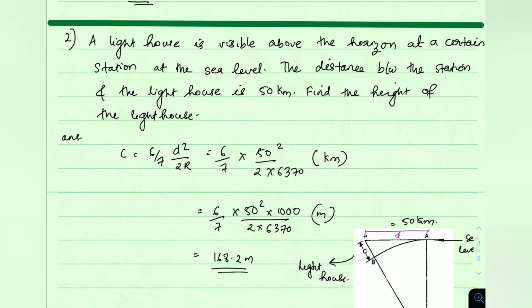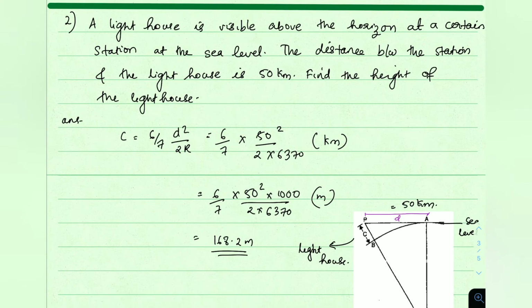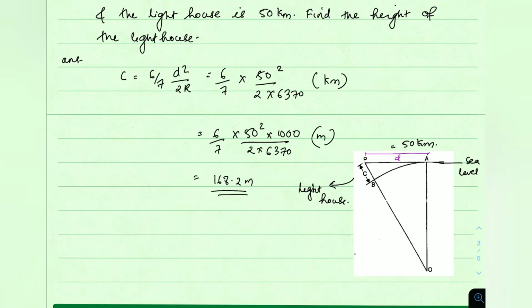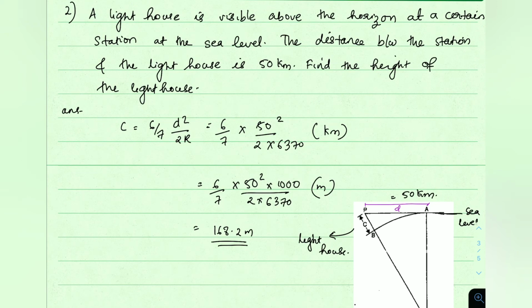Then the next question: a lighthouse is visible above the horizon at a certain station at the sea level. The distance between the station and the lighthouse is 50 kilometers. Find the height of the lighthouse. So this question appears to be a little confusing, but it's very simple. See here, this is a figure. Here we have the sea level, and we have the lighthouse here. So the lighthouse is visible above the horizon at a certain station at the sea level. So from the sea level, this is visible. The distance between the station and lighthouse is 50 kilometers. So D is given. Find the height of the lighthouse.